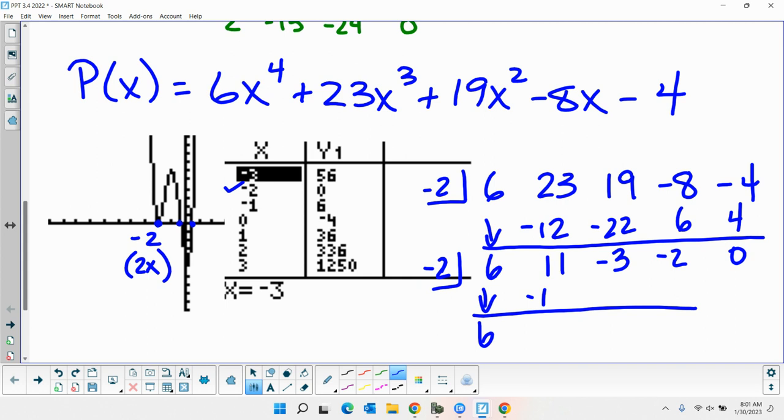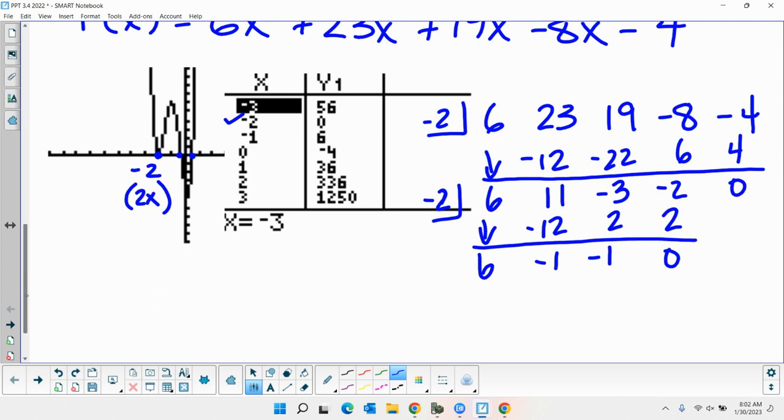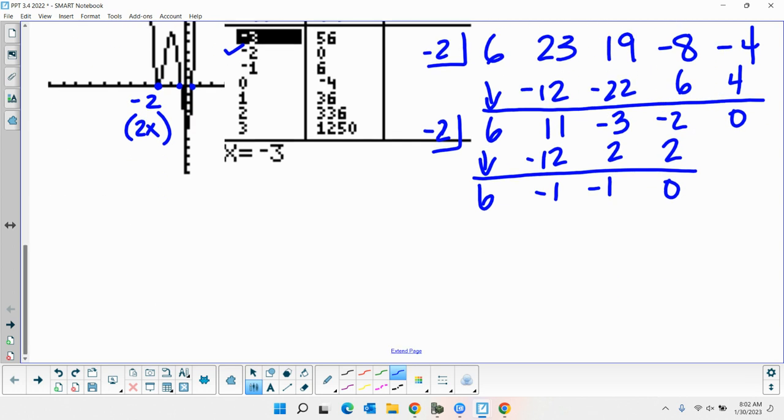-2 times 6, -12 again. -1. -2 times -1 is a +2. So that's a -1. -2 times -1, +2 again. Get my 0. So it worked twice. Okay? So again, I have no problem with you guys finding those two answers on your calculator and giving me the decimal. I'm just going to use the quadratic formula to find these two instead, just to show you again how that works.